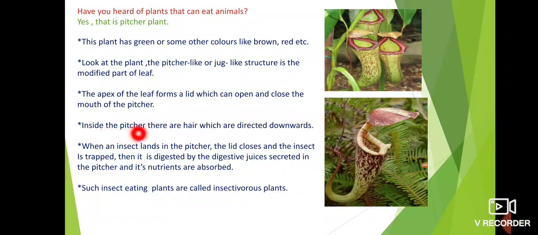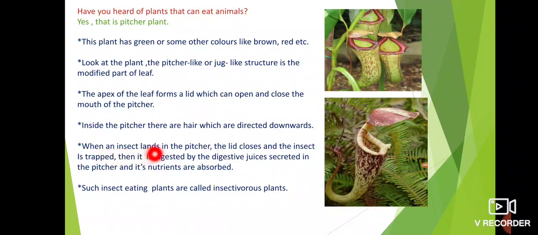See, inside the picture there are hairs which are directed downwards. Inside this jug-like structure, there are hair-like structures directed downwards. These hairs help the plant to trap the insect.